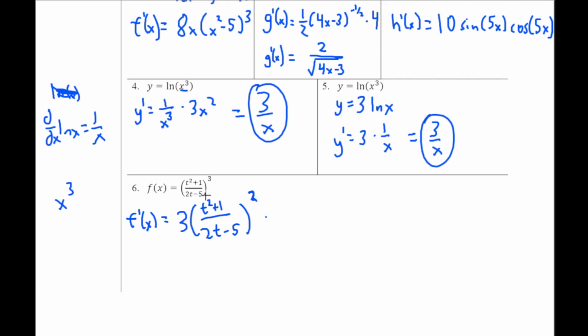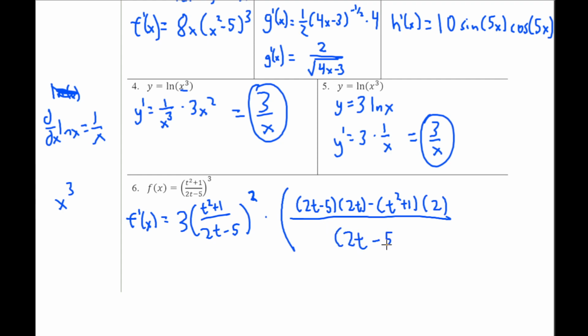So to find the derivative of this fraction here, we have to use the quotient rule. Low d high minus high d low over low low. Let's just do this all right here. So low d high, the low is 2t minus 5. The derivative of the high, the derivative of t squared plus 1, is 2t. Minus high d low, so minus t squared plus 1 multiplied by the derivative of the bottom, which is 2. And then over low low, 2t minus 5 squared. Well, let's just leave it like this. I'm nice, so we don't have to simplify all this.